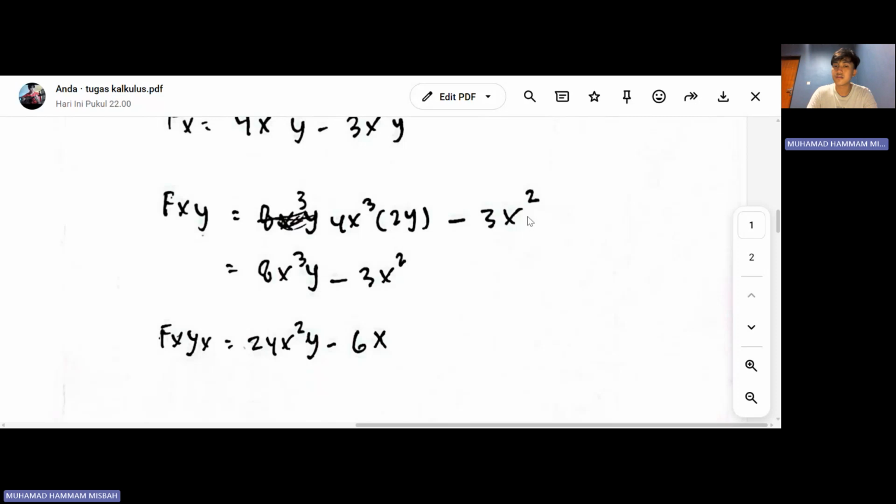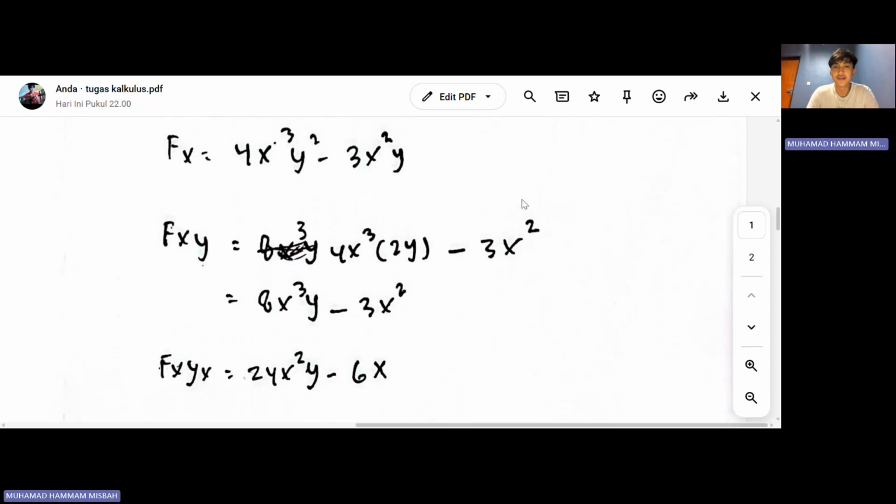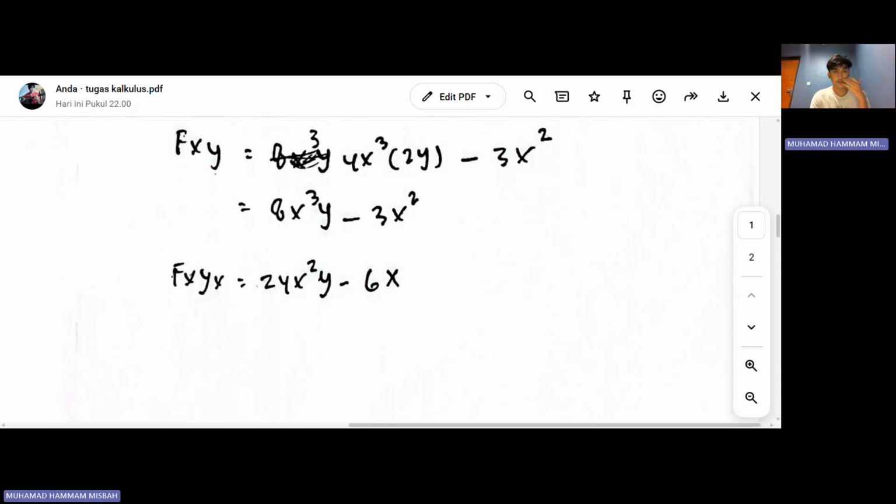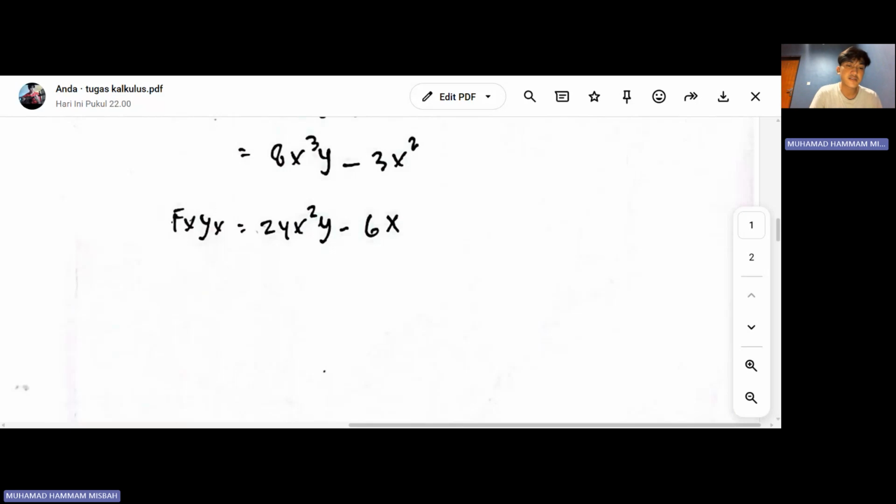Why is it not y here? Because y to the power of 1 minus 1 becomes y to the power of 0, and y to the power of 0 becomes 1. So 3x squared times 1 becomes 3x squared. Okay, so the form is 8x to the power of 3 y minus 3x squared. And the third form, the partial derivative with respect to x, is 24x squared y minus 6x.